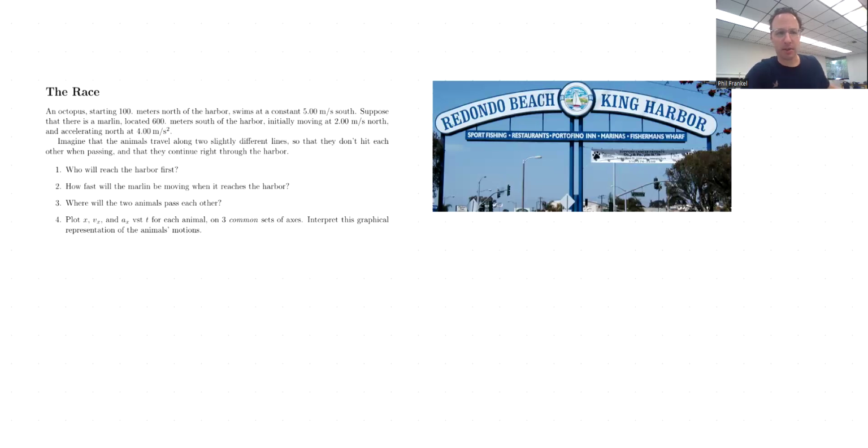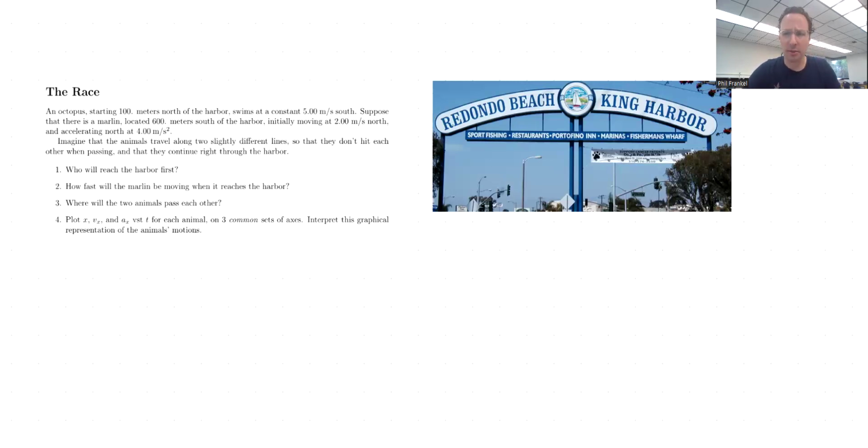So an octopus starting 100 meters north of the harbor swims at a constant 5 meters per second south. Suppose there is a marlin located 600 meters south of the harbor, initially moving at 2 meters per second north and accelerating north at 4 meters per second squared. Suppose the animals travel along two slightly different paths, so they don't hit each other when they are at the same x coordinate.